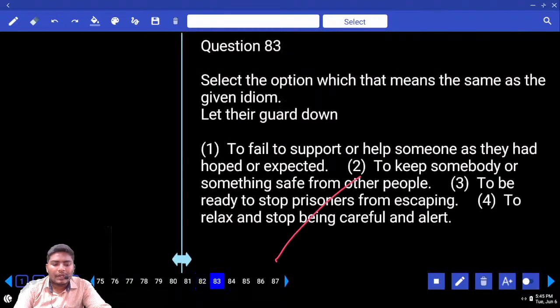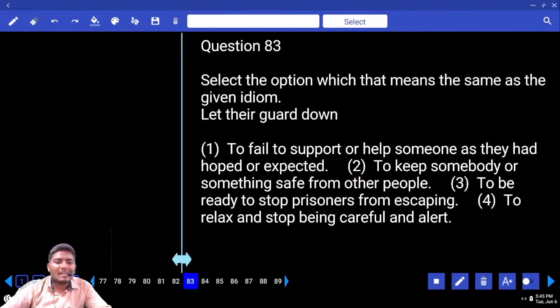Next, move to 83. Let their guard down. Let me tell you one more idiom related to this, not the same meaning. Write down: hit below the belt. To hit below the belt. You got this very recently. These two idioms are taken from boxing.